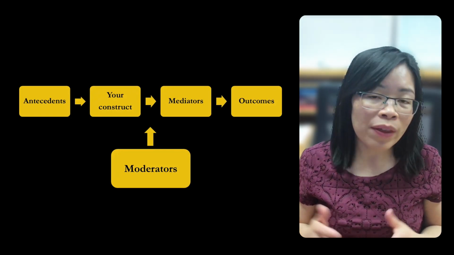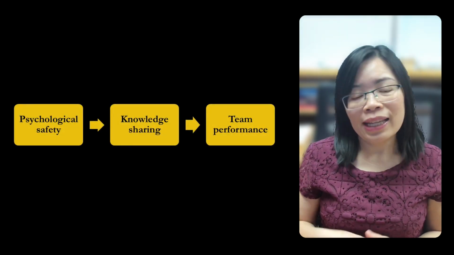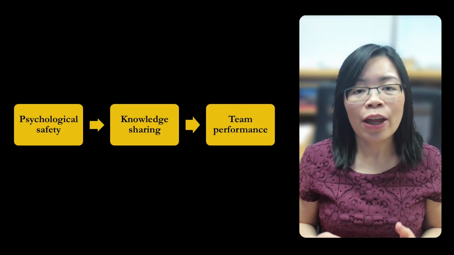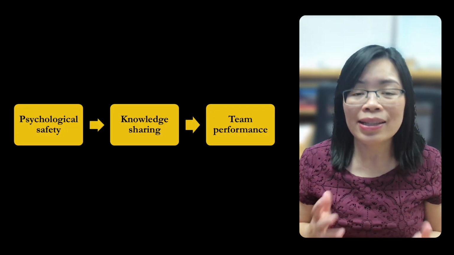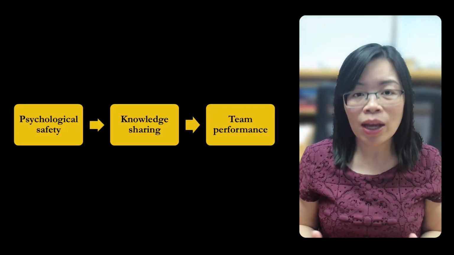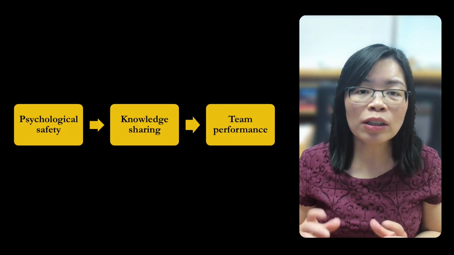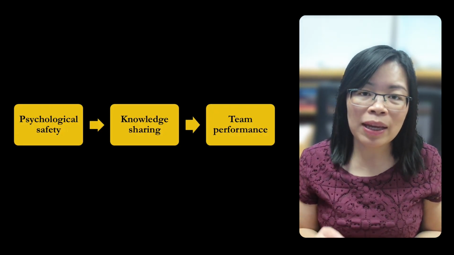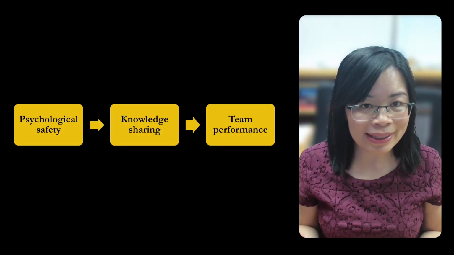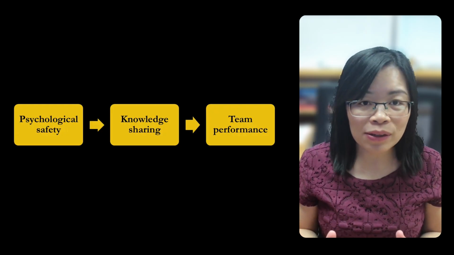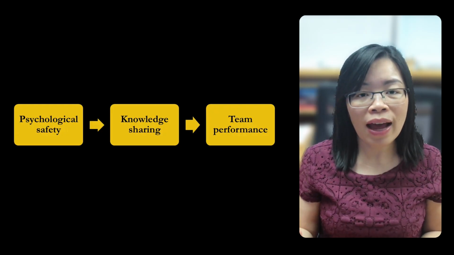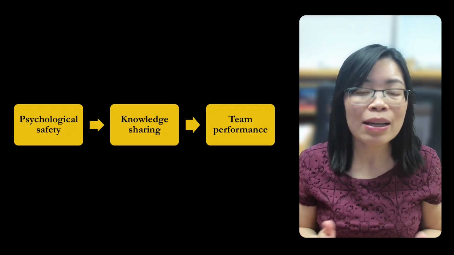Then test whether those expectations hold. Here is an example. Let's say your theoretical framework introduces a construct called psychological safety in teams, which refers to a shared belief that the team is safe for interpersonal risk-taking. Your theoretical framework predicts that psychological safety leads to more knowledge sharing and better team performance.